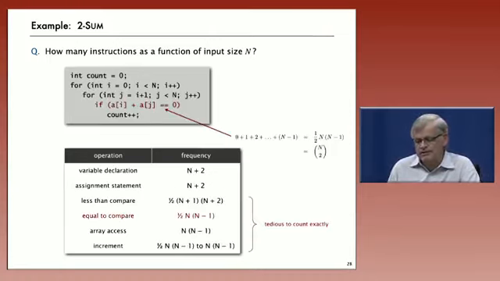So let's look at the next more complicated problem: what about the frequency of execution of instructions in this program, which is the 2-sum problem? How many pairs of integers sum to 0?